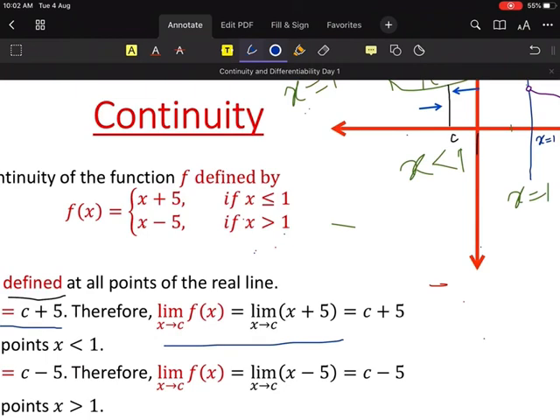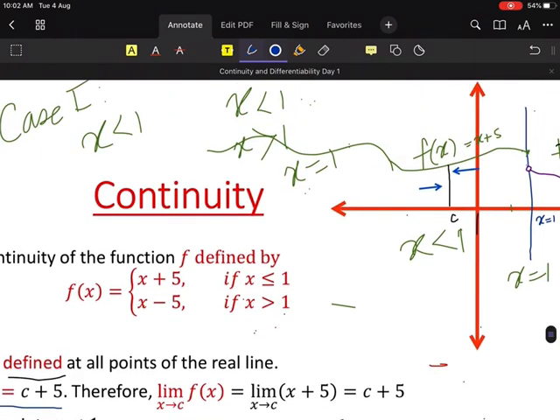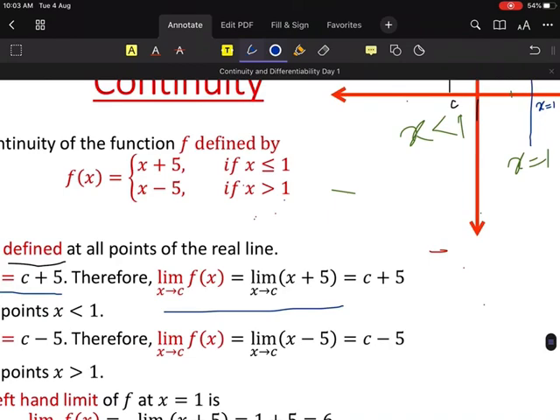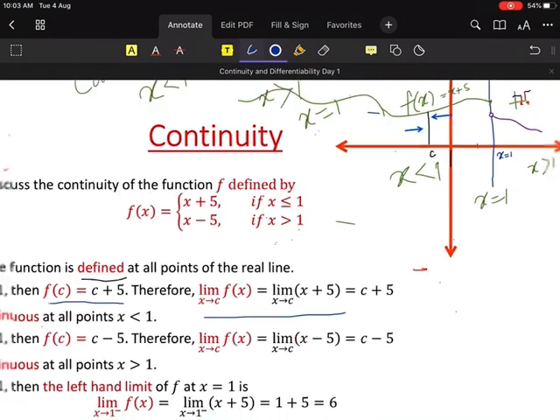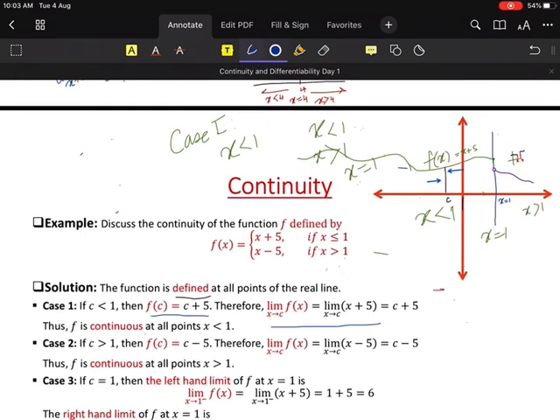For a general point, we don't need to find left hand limit and right hand limit. We have to be very, very sure that the left hand limit will be equal to right hand limit. Why? Because this function is continuous. It's going like that. Am I clear? Now you see, limit x tends to c, x plus 5. Why is it x plus 5? The reason is, the case is c less than 1, and c less than 1 means which function? It is x plus 5. So f(x) is x plus 5.